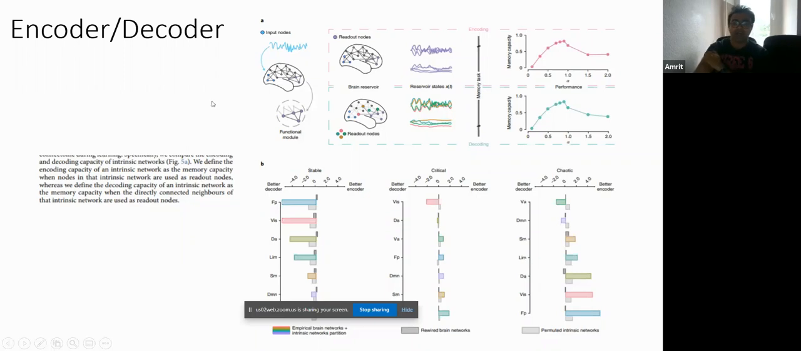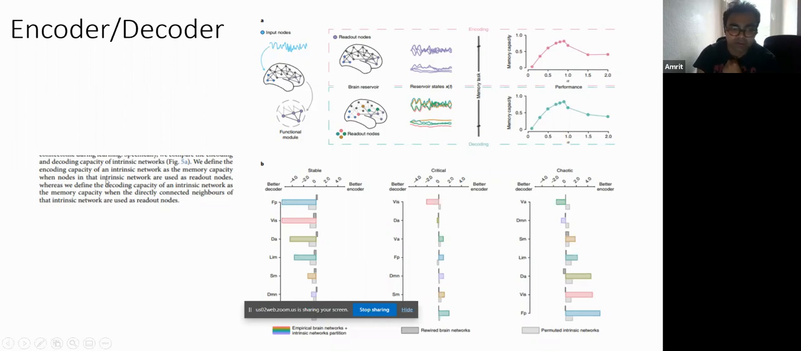And then here she does another term that is slightly interesting, where she defines the capability of each of these nodes, how good it is as an encoder versus a decoder. And the way that she defines it is she defines the encoding capacity of the intrinsic network as the memory capacity, right? So correlation, as you can see, it's always been 0 and 1.